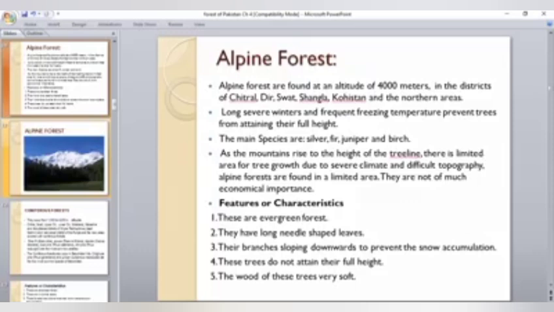Now, alpine forest. First, alpine forests are found at an altitude of 4,000 meters in the districts of Chitral, Dir, Swat, Shangla, Kohistan, and the northern areas.